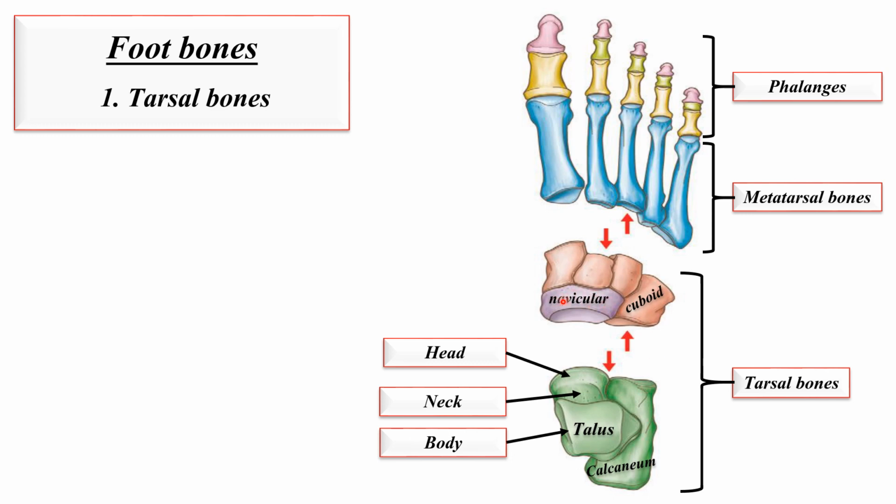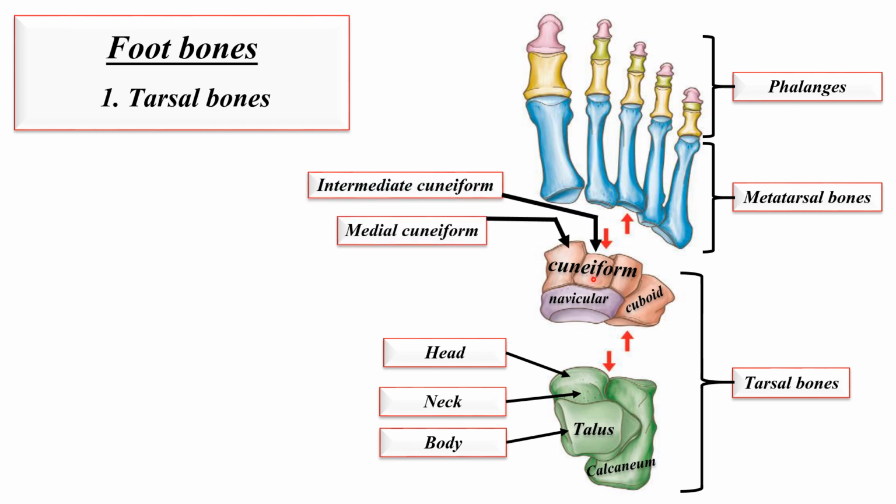The anterior surface of the navicular articulates with the medial cuneiform, intermediate cuneiform here, and the lateral cuneiform. The medial cuneiform is the largest one, while the intermediate cuneiform is the smallest one.